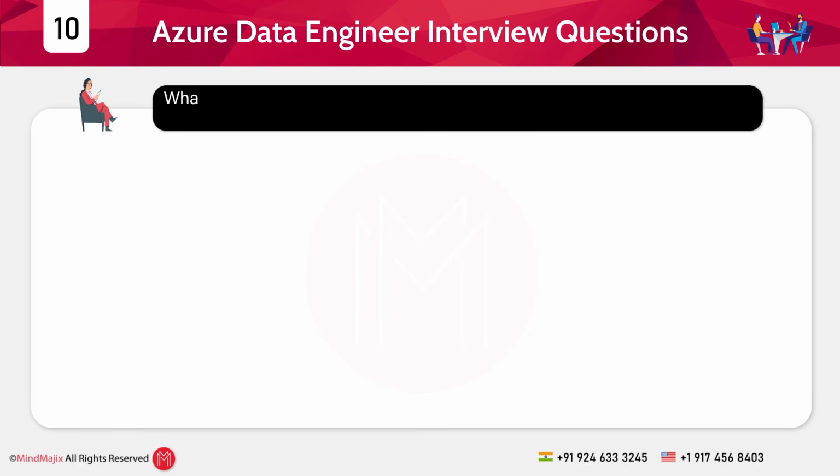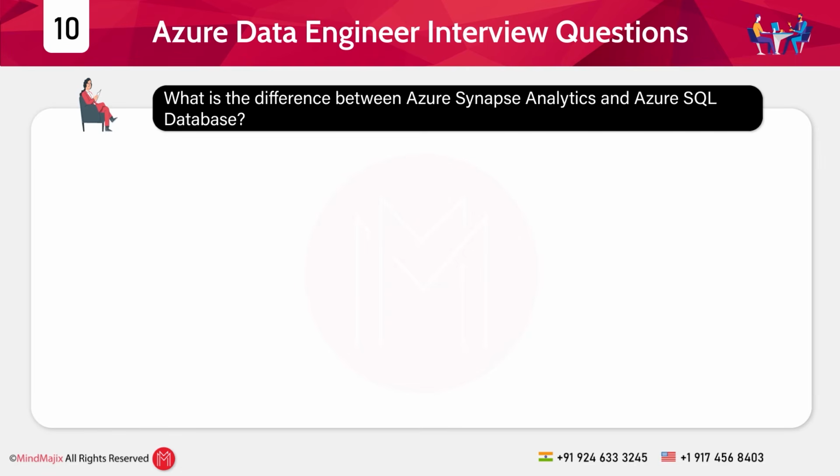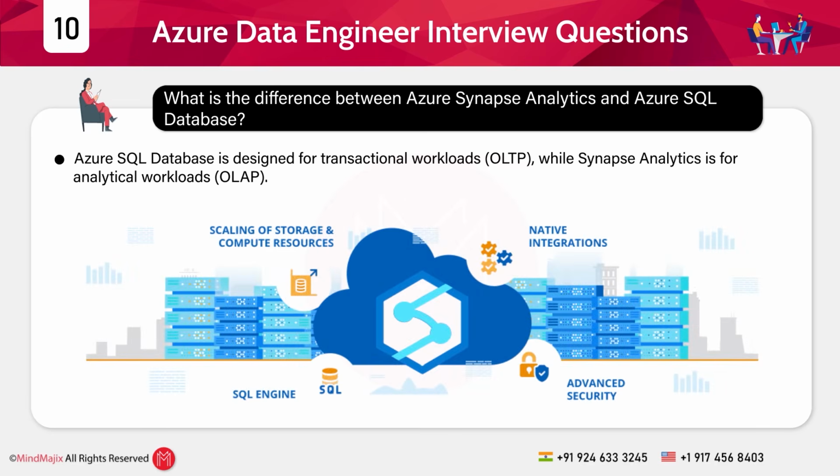The next question is, what is the difference between Azure Synapse Analytics and Azure SQL Database? So guys, Azure SQL Database is designed for transactional workloads like OLTP, while Synapse Analytics is for analytical workloads like OLAP. SQL Database is used for applications with frequent inserts or updates, whereas Synapse is optimized for running complex queries on large volumes of data. For example, an e-commerce website uses SQL database for customer orders, but Synapse for analyzing purchase trends.